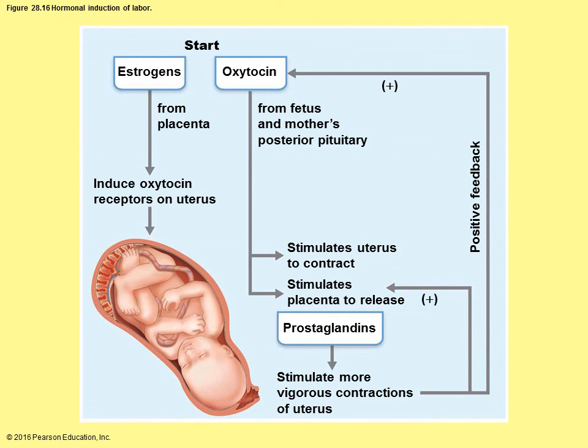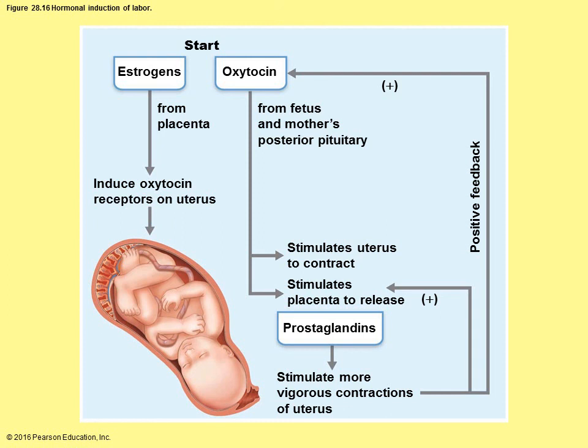So as we see here, what's going to happen then to induce labor? You've got the increased production of estrogen. This high level of estrogen from the placenta is also going to induce oxytocin receptors on the uterus. What does oxytocin do? It starts to be secreted from the fetus and also from the mom, so oxytocin is being released from both places. This oxytocin stimulates the uterus to contract.